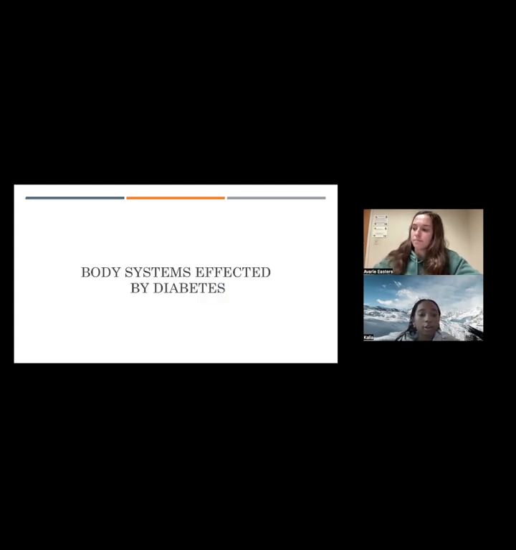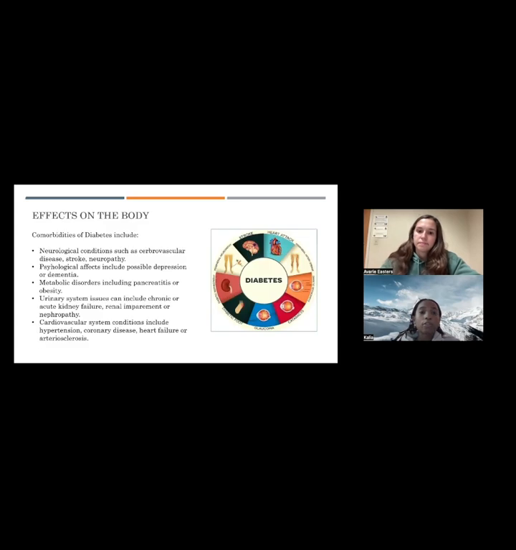So next, we're going to talk about effects of diabetes, or the body systems affected by diabetes. So the effects on the body can range from minimal to severe. And some of the effects include neurological conditions such as cerebrovascular disease, stroke, and neuropathy. Psychological effects include possible depression or dementia, and this can be from a hormonal imbalance because insulin is a hormone. It can also just be from that long-term chronic diabetes.